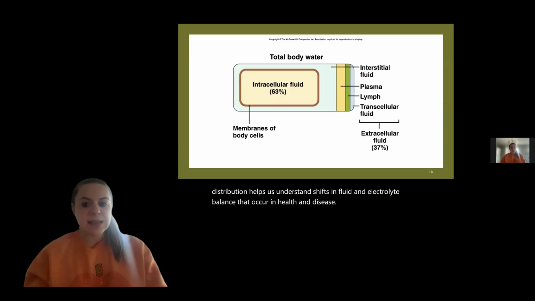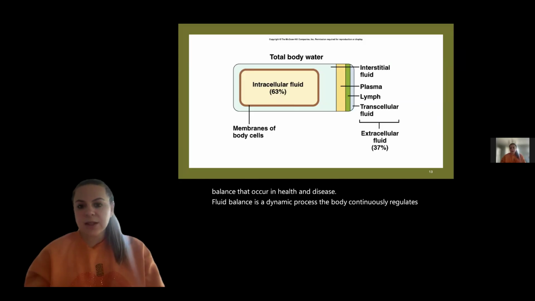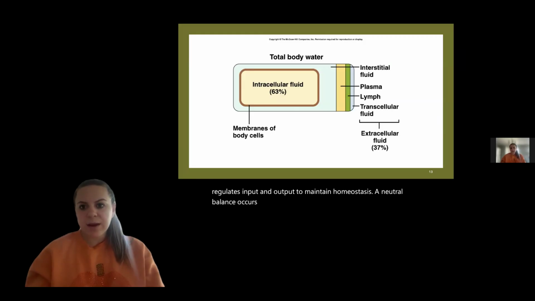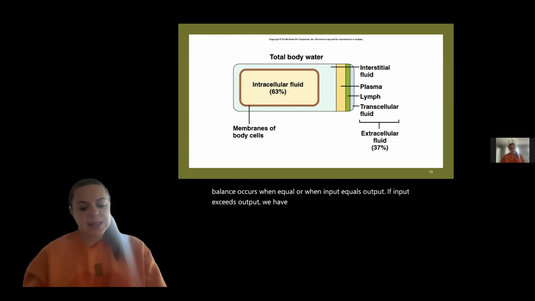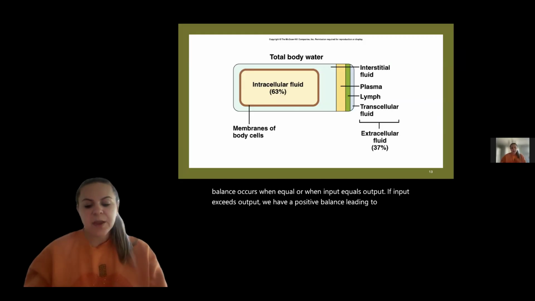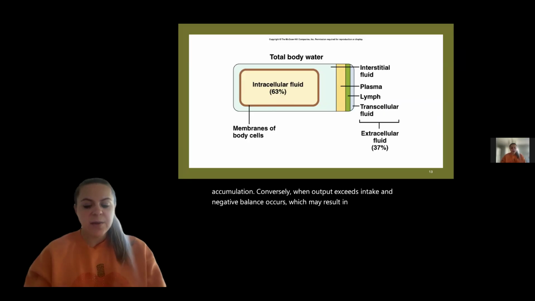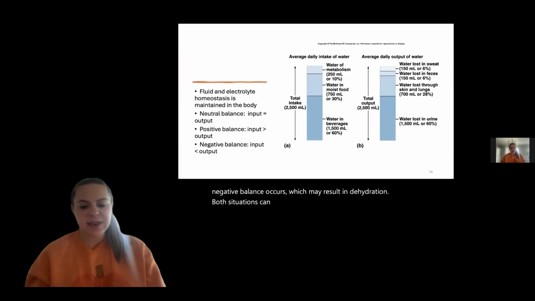Fluid balance is a dynamic process. The body continuously regulates input and output to maintain homeostasis. A neutral balance occurs when input equals output. If input exceeds output, we have a positive balance, leading to fluid accumulation. Conversely, when output exceeds intake, a negative balance occurs, which may result in dehydration. Both situations can be clinically significant and affect labs.